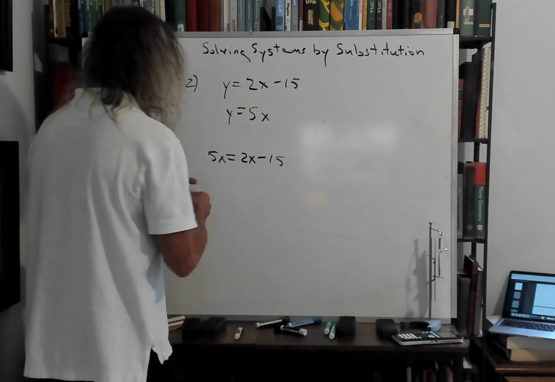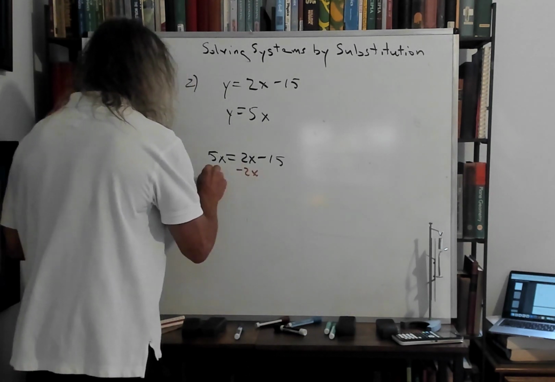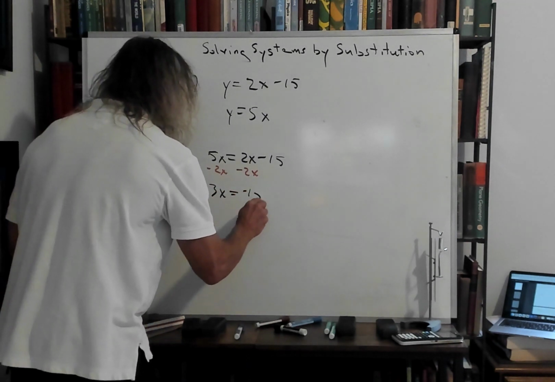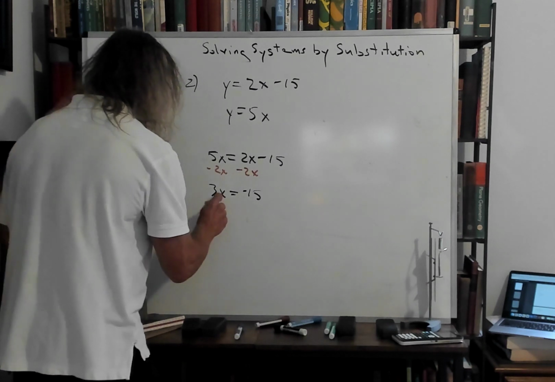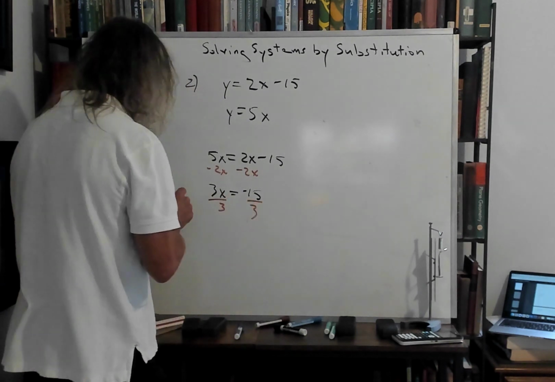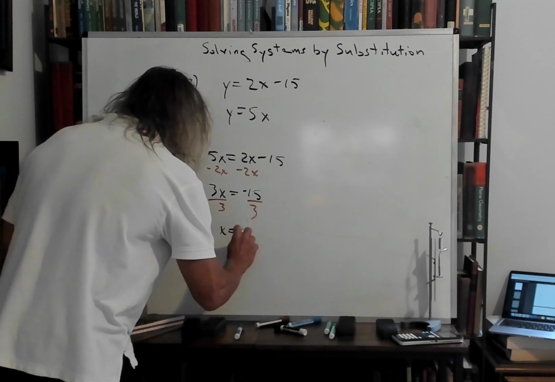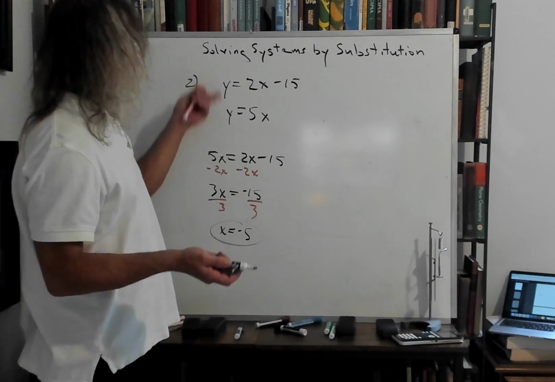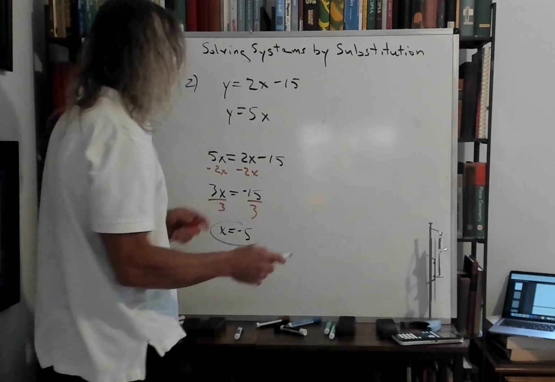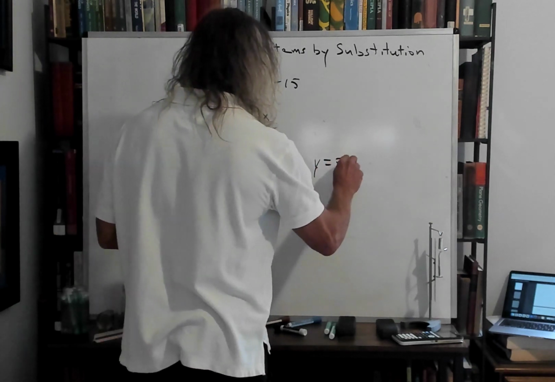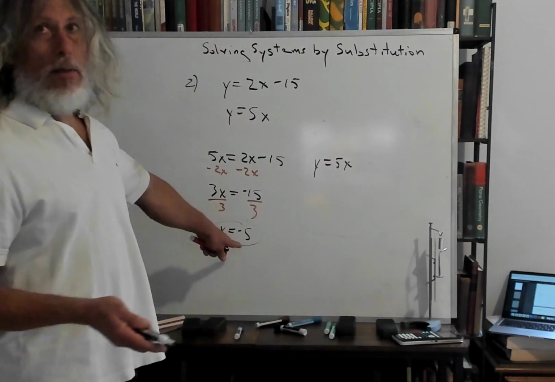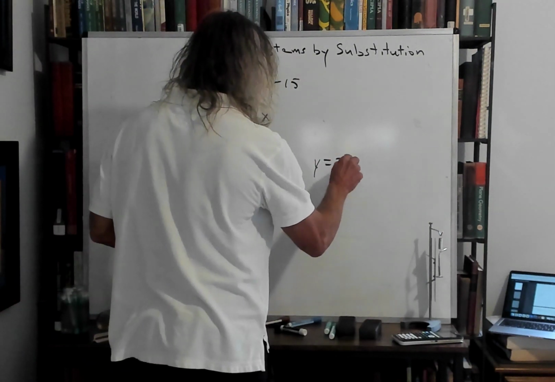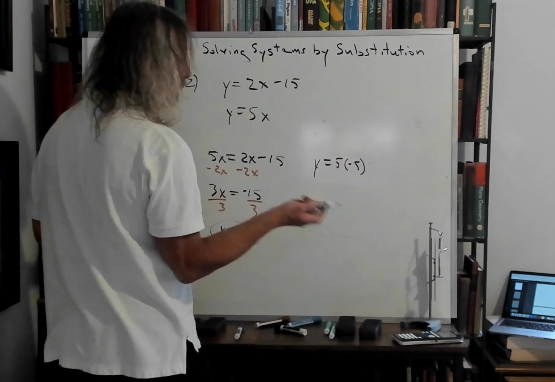Subtract 2x. Divided by 3. And x is negative 5. Then we get the y value. We can use either one. We'll get the same thing. This seems easier. And again, x is negative 5. If x is negative 5, I can put a negative 5 there. Same thing. And that's negative 25.